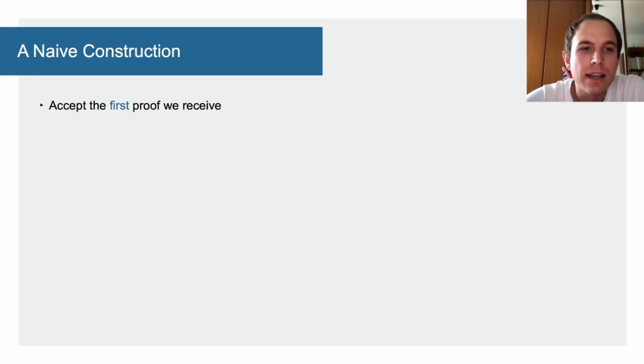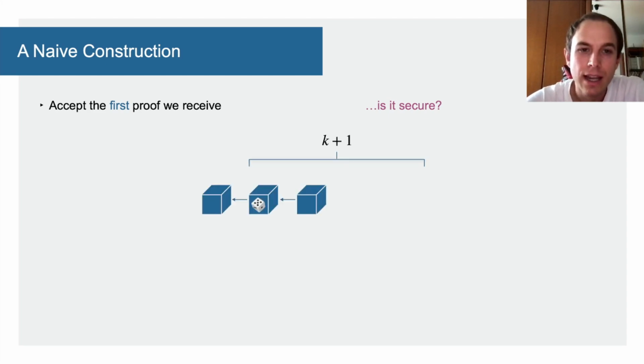And since we accept the first proof that we receive, we should be fine, right? But the question is, are we really fine? Is this secure? For this, let's look at the following scenario. Let's assume I'm the verifier. I broadcast this randomness to the full nodes. Some miner includes this transaction in a block, and the honest miners start building on top of this block.